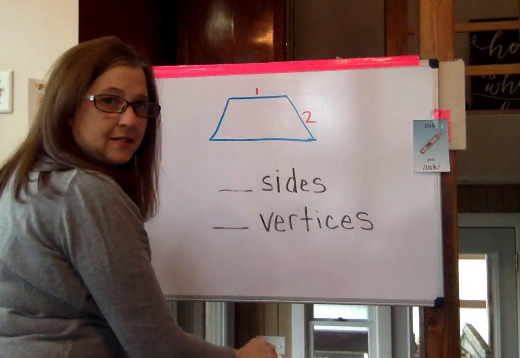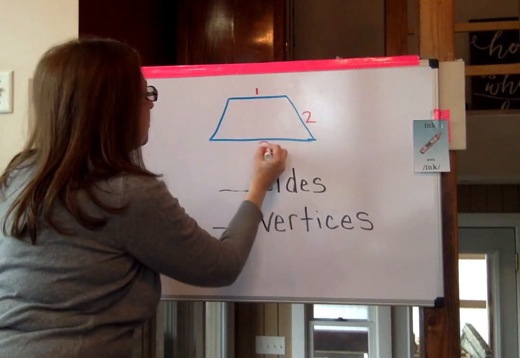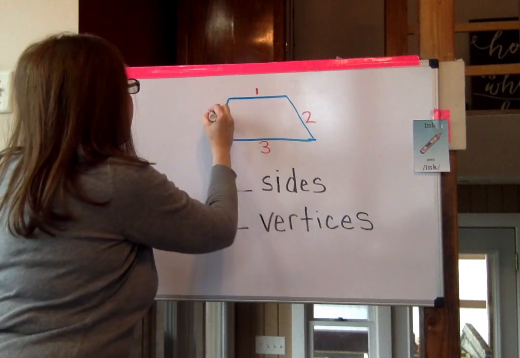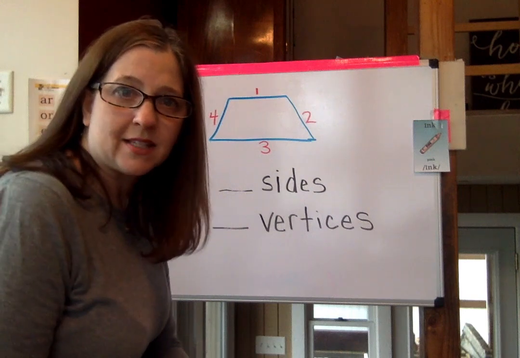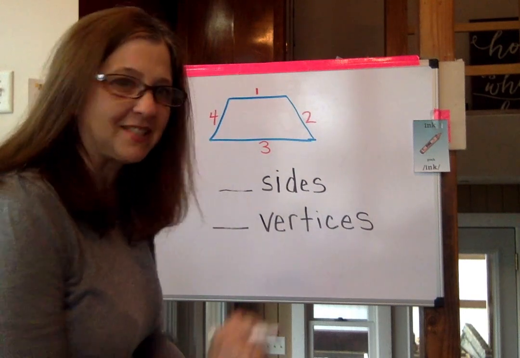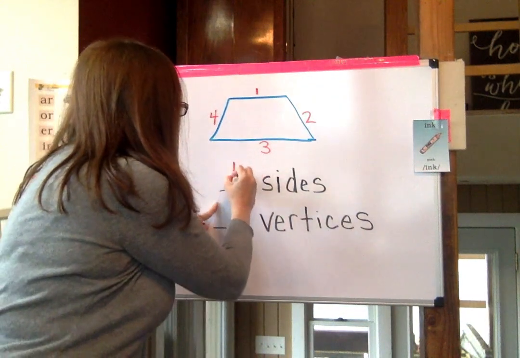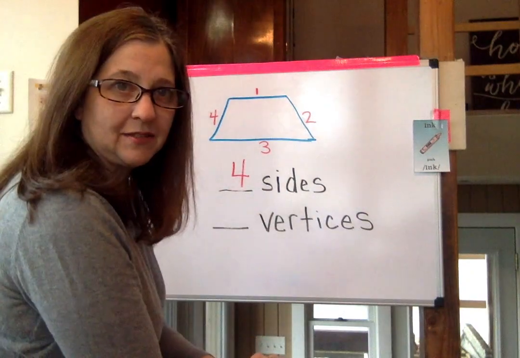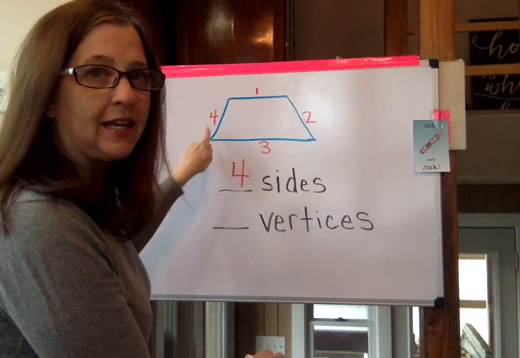2 sides. 3. And 4. So boys and girls, how many sides does a trapezoid have? Excellent. Put that down here on the line, please, where it says line and then sides. A trapezoid has 4 sides. 1, 2, 3, 4.